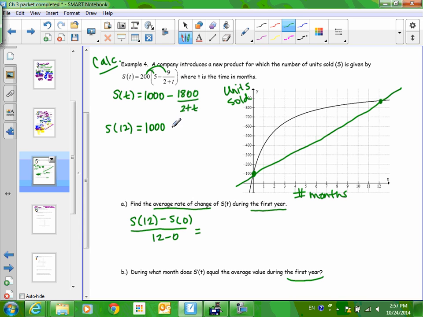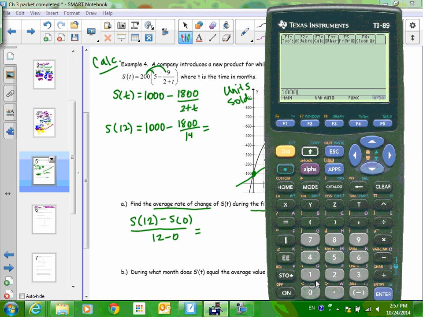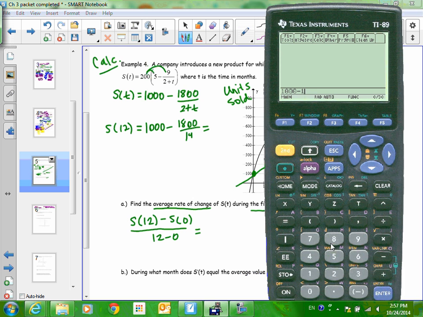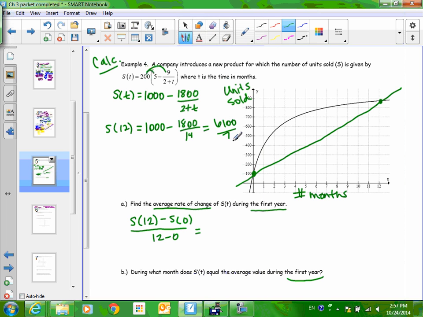So 1,000 minus 1,800 over 2 plus 12, that would be 14. So use your calculator and plug it in: 1,000 minus 1,800 divided by 14. And we're going to get an exact answer, and we're going to use the exact answer because this is only one piece to the larger problem. If I round in the middle of the problem, what's eventually going to happen? You're going to have rounding errors. You can only round your final answer. You can't round in the middle.